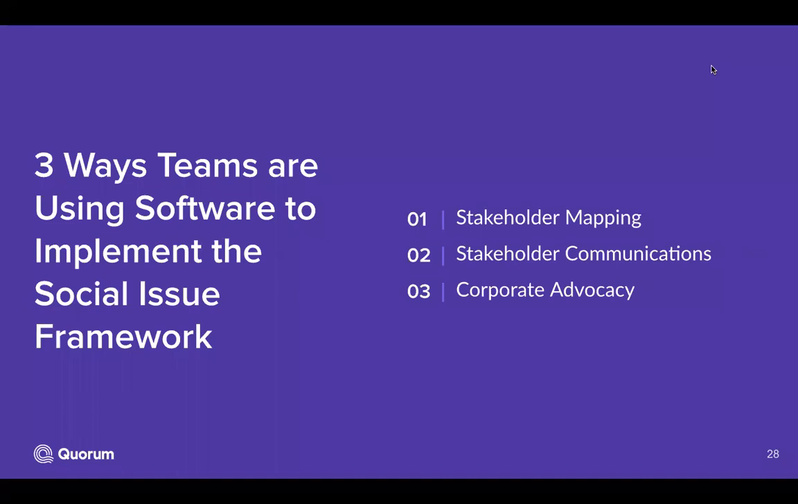So three ways that we see organizations using stakeholder engagement and grassroots advocacy software to manage their social issue engagement. You can manage your stakeholder mapping and communications and engagement with grassroots campaigns.